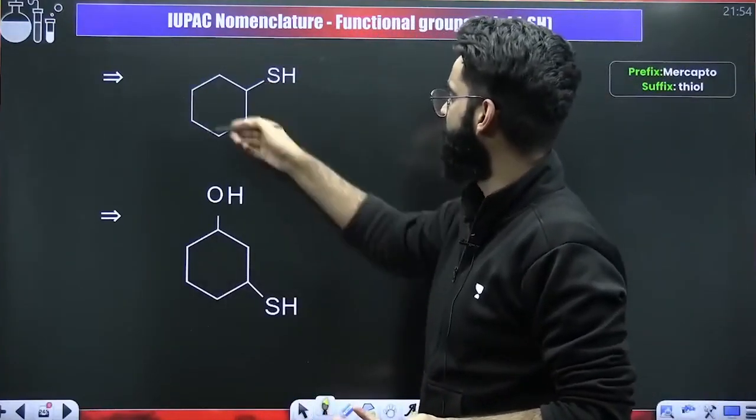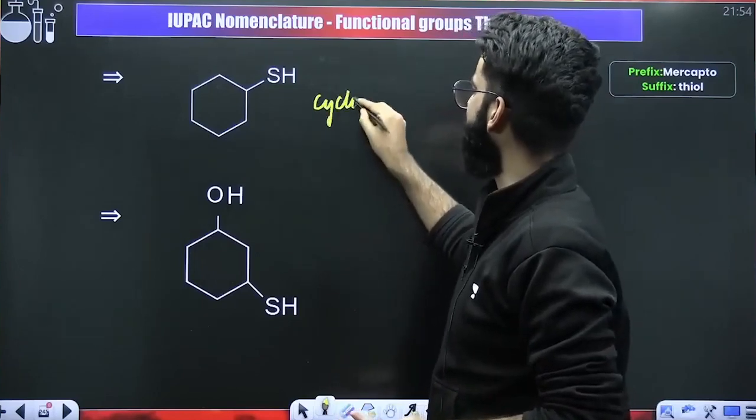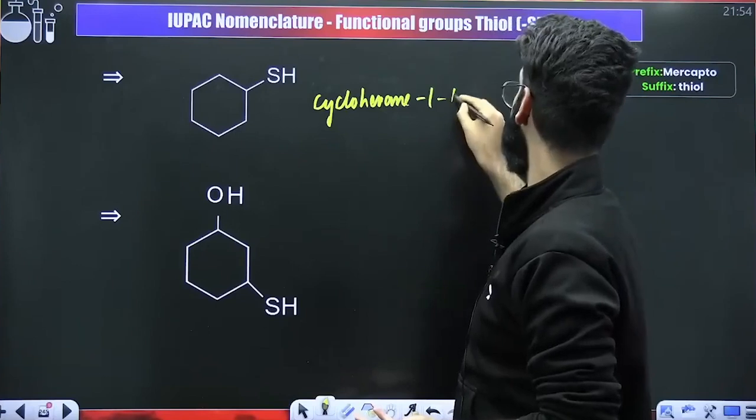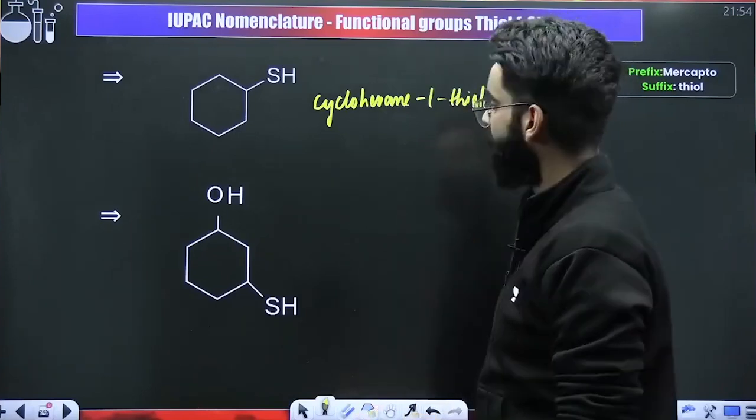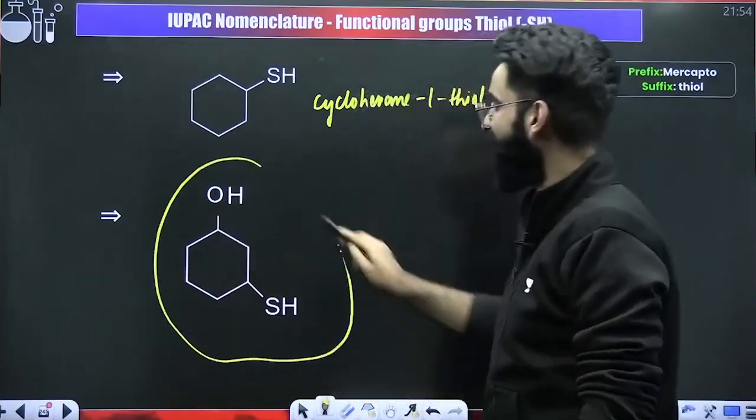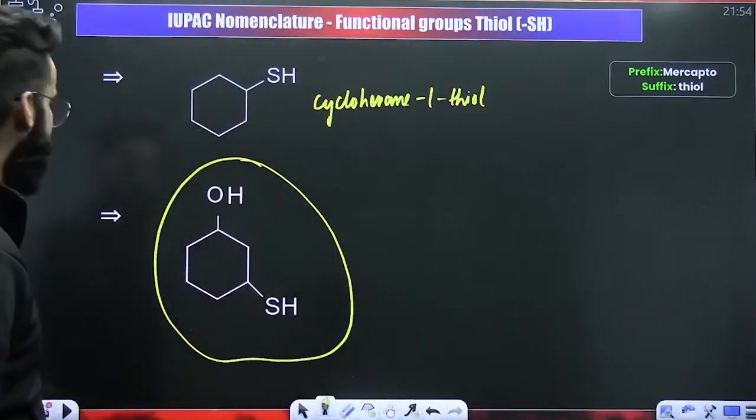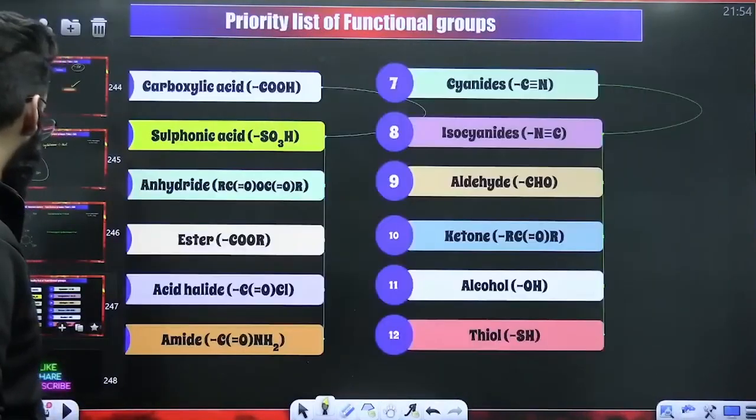What is going to be the name of this particular compound? It's simply going to be cyclohexane, and at 1, it's going to be thiol. Perfect. Now, before naming the next compound, let me quickly show you the priority list.